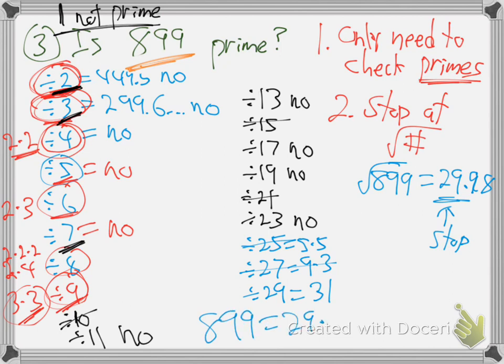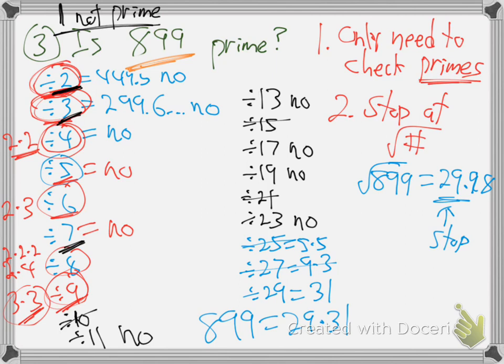899 is 29 times 31. He is not prime. He's composed out of two other numbers. He's just made out of a 29 and a 31. He's a Johnny-come-lately. He's not an original. He's made out of other prime numbers. He's a composite. So the answer is no, he's not prime.